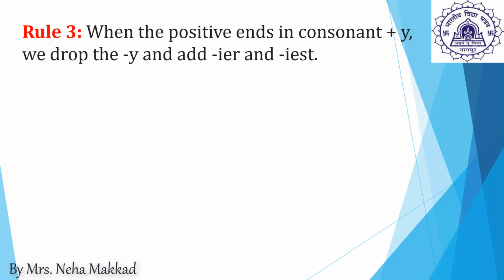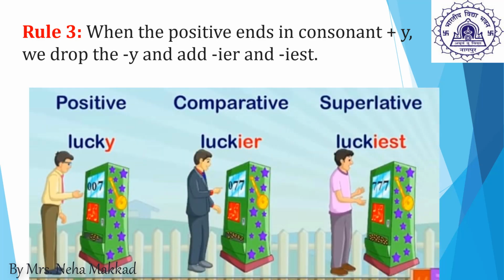Okay. The third rule says that when the positive ends in the consonant Y, then we drop the Y, and what do we add there? We add an IER and an IEST in the comparative and the superlative degree respectively. Now let's see the example. The first one is lucky. So as the rule says, we will drop the Y and we will put an IER in the comparative degree and an IEST in the superlative degree.